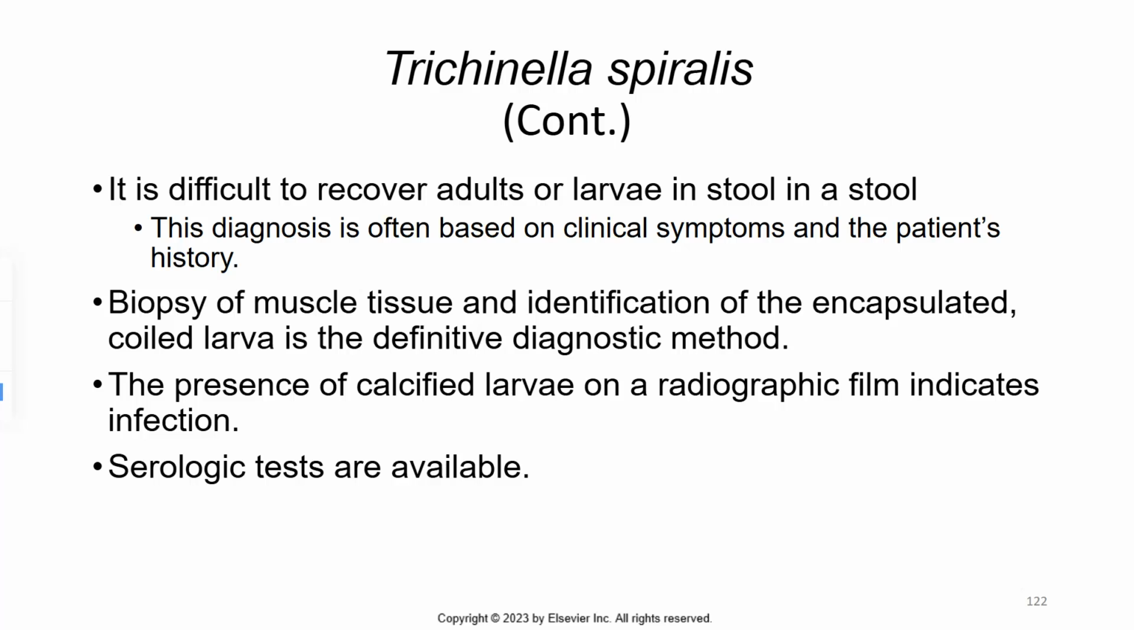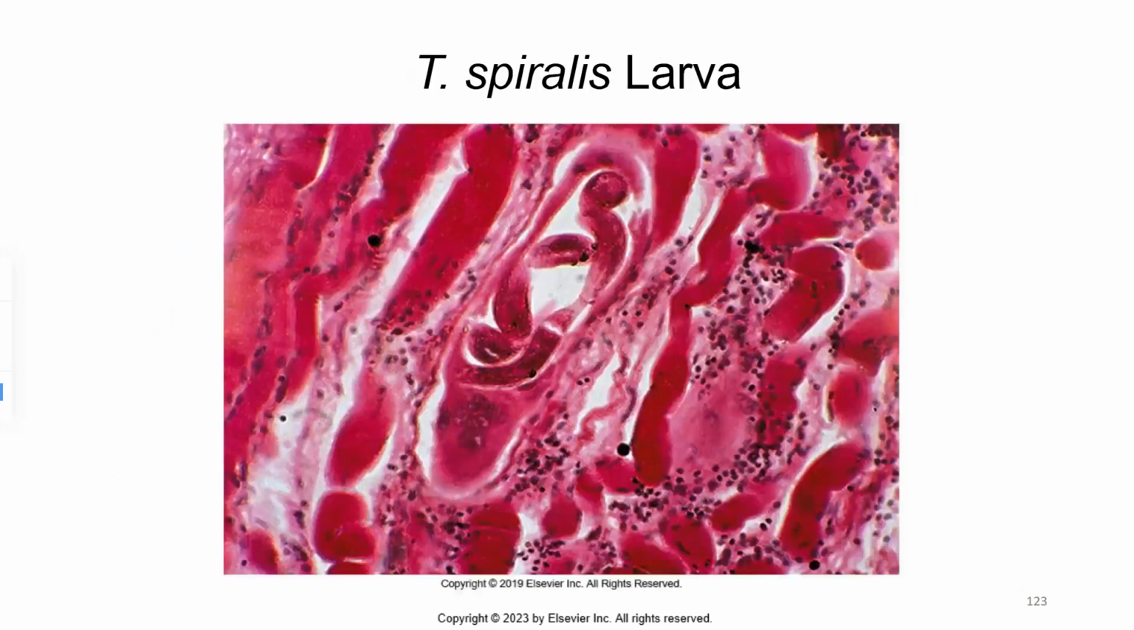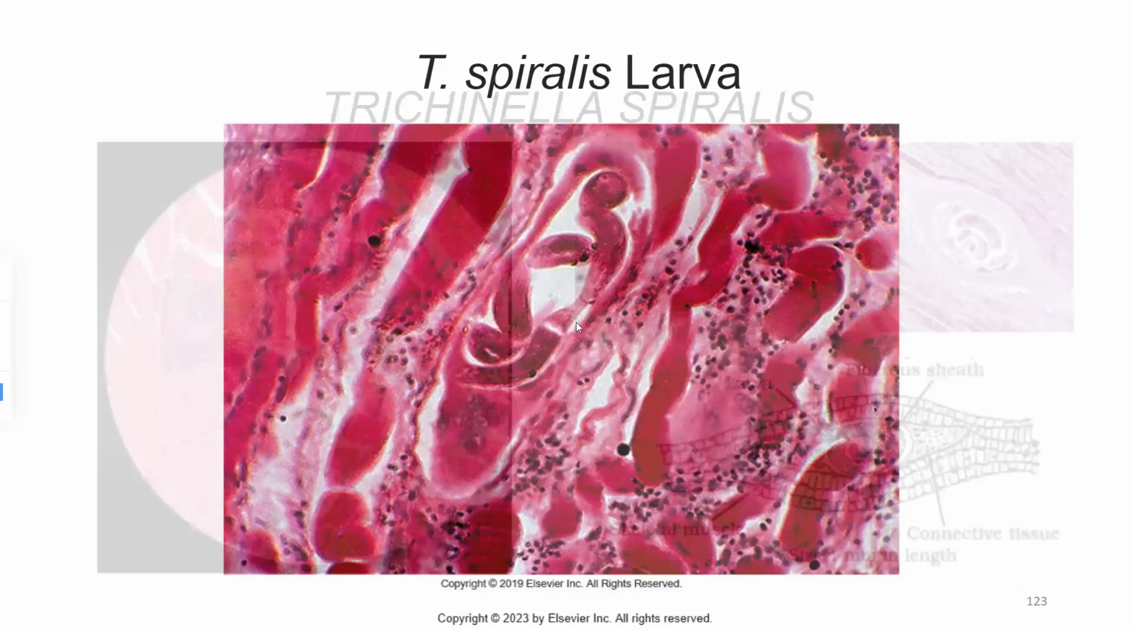Biopsy of muscle tissue and identification of encapsulated coiled larvae is the definitive diagnostic method. The presence of calcified larvae on radiographic film indicates an infection. Serological tests are available. So this is a picture of that in the muscle tissue. You can see it here centrally.